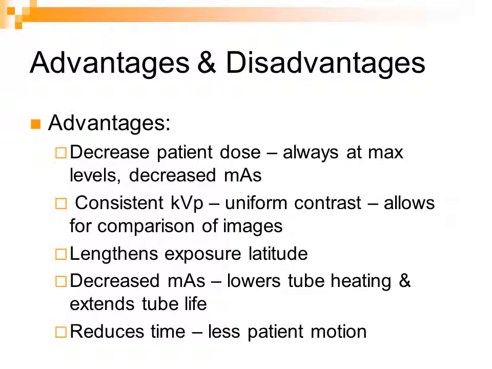Advantages and disadvantages. Advantages would be decreased patient dose. They're always at max kVp level, so we end up with decreased mAs. It's a consistent kVp, which ends up with uniform contrast and allows for comparison of images. It lengthens your exposure latitude, decreases mAs, which also lowers your tube heating and extends your tube life, and then reduces time, so there's less patient motion.